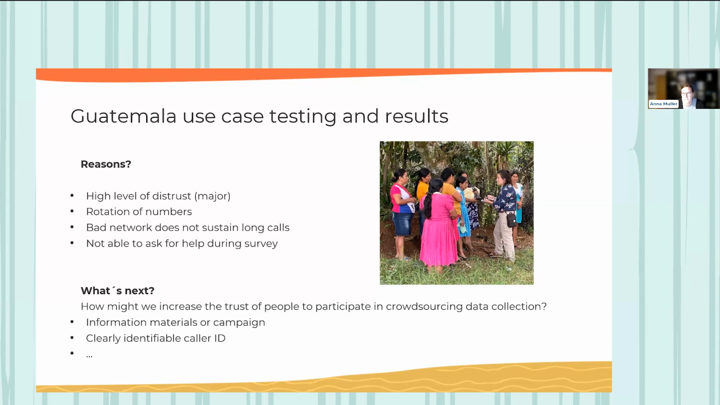We do not discard it completely, but we started to think a bit more about WhatsApp on the one hand, but also on the other hand, the question is how might we increase the trust of people to participate in this digital crowdsourcing data collection scheme, given these issues that we have found around trust. So we started ideating around information materials or some information campaigns, looking at the possibility to have some clearly identifiable caller ID, maybe combining the two methods, etc.